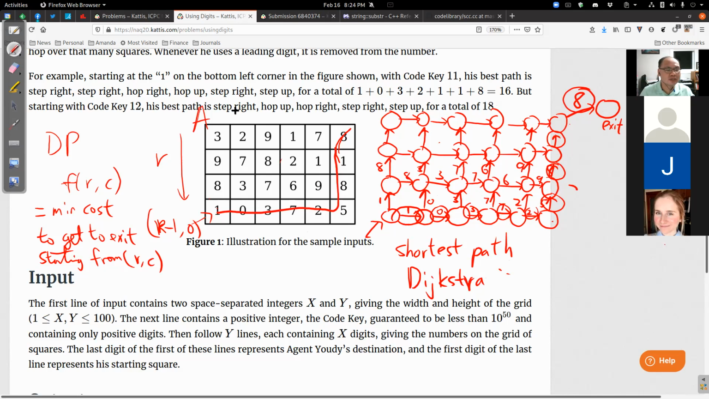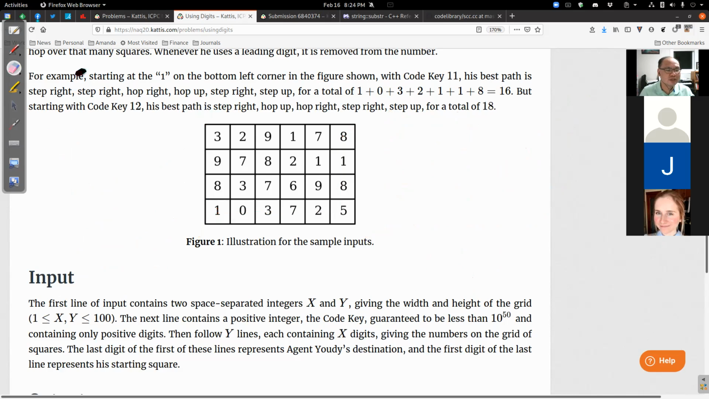Okay, any questions about this? But that's not the problem. That's not the problem, because the problem has a little bit of a twist.